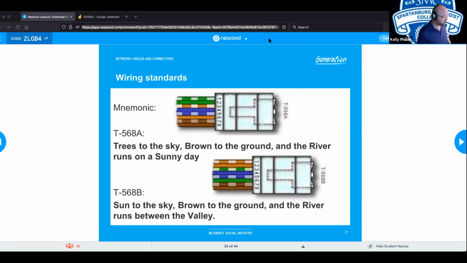Yes, Julia. I'm just still a little confused as to why there's two types of standards. Is one used for something and the other one used for another? We will get into that. You just got a couple slides ahead of me, but these are two different wiring standards you can have. We will get into why there are two different ones. Good question. No, it's not just because we want to stress you out for the exam.